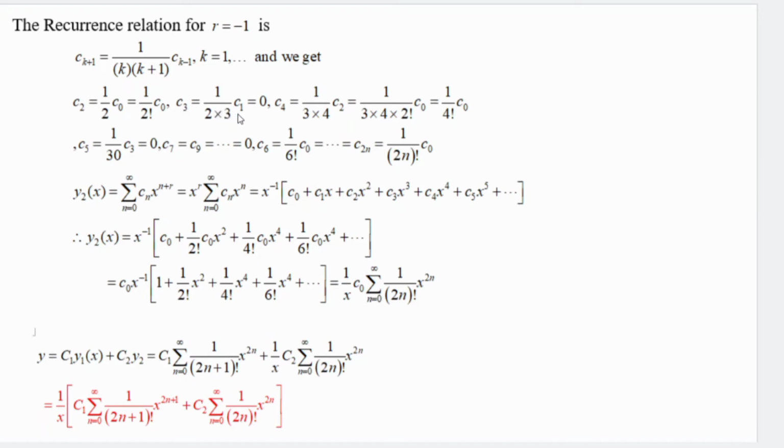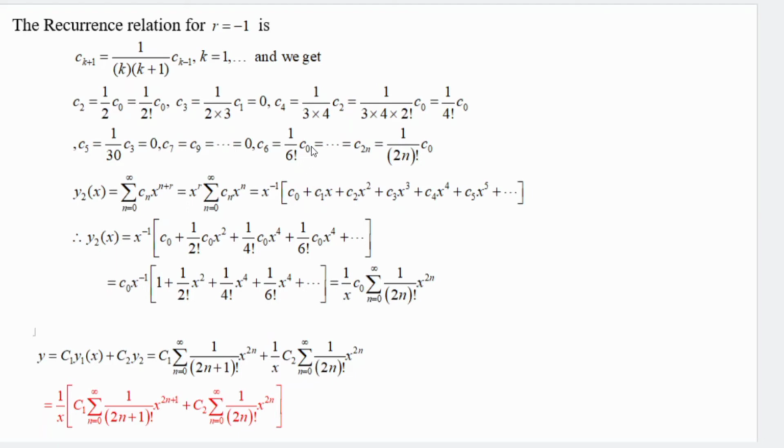c3 equals 0 because our c1 is 0. So c4 equals 1 by 3 times 4, that means 12, so we can write c2 equal to 1 by factorial 2 c0 and finally c4 equal to 1 by factorial 4 c0. c5 is 0 because our c1 is 0 and c3 is 0. Similarly c7, c9, all odd coefficients are 0. Now for c6, we put k equal to 5, we get 1 by factorial 6 c0.